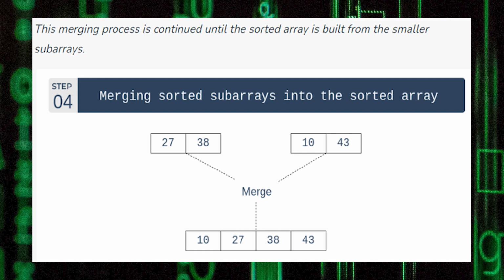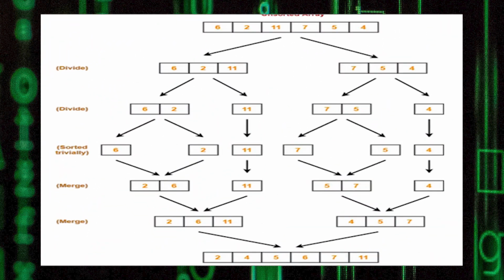The smallest element will be the leftmost first element of the array, the second smallest element will be in the second position, the third smallest element, that is 38, will be in the third position, and the biggest element will be in the last position. So this is how we perform the merge operation, and the array is sorted in ascending order. See, this is another example.